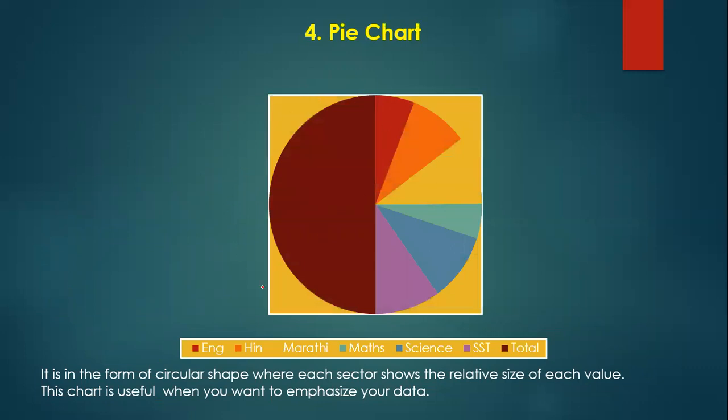Okay, let's move to the next one, that is pie chart. If you observe this pie chart, it is in the form of circle, where each sector shows the relative size of each value. It means when we are inserting pie chart, this pie chart displays only for an individual student, for individual data. So how many students' marks we have taken, those all the students' marks are not going to be displayed on the pie chart. Only for one individual student it is going to display the pie chart.